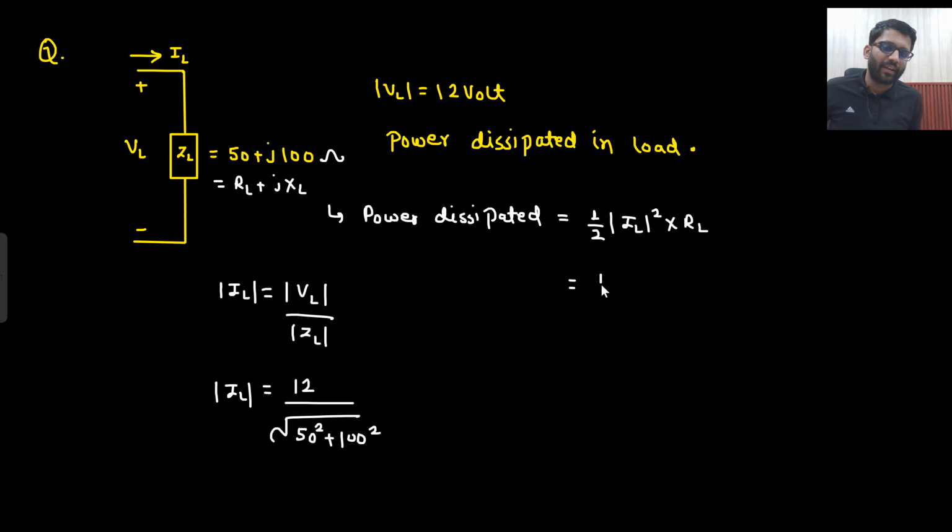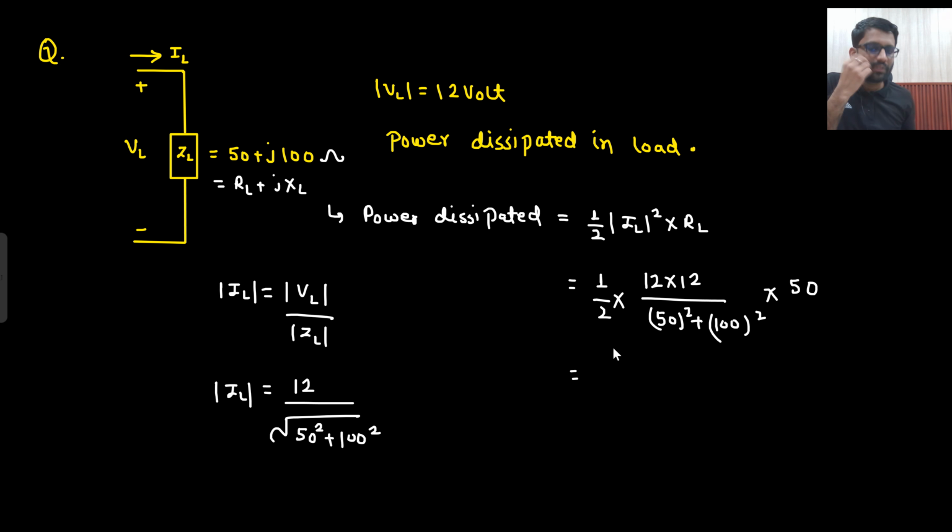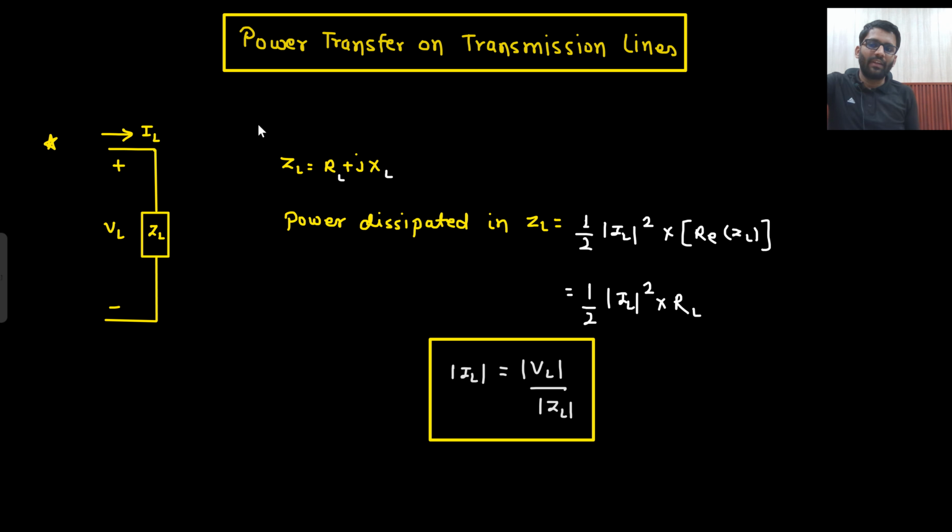Okay. So what are you going to get here? One by two into mod of IL square. So 12 into 12 divided by this square, and what would this square be? 50 square plus 100 square, into RL. If you solve step by step, your answer will be correct. Now you just need to do this calculation. So this will be the power dissipation. Are you able to understand the point? This will be used in our analysis somewhere. In some questions it will be used, and I know a lot of EC students are not comfortable with that. So how do we solve? If ZL is given, VL is there, IL is there.